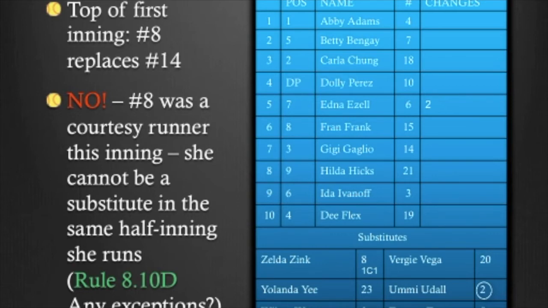Any exceptions to this? Got a hand right here. If there's an injury, she can be used as a substitute. What if I still got number 20 available? As long as you don't have, if she was the only substitute left. You cannot have any substitutes left before you can put her in.